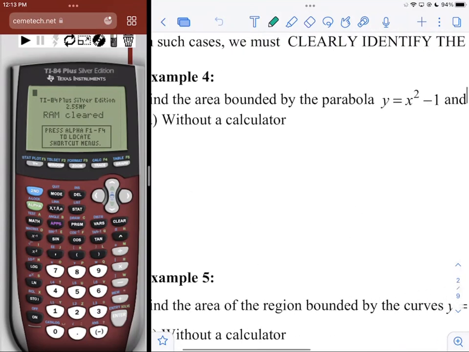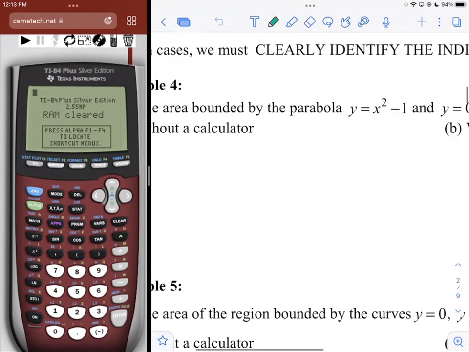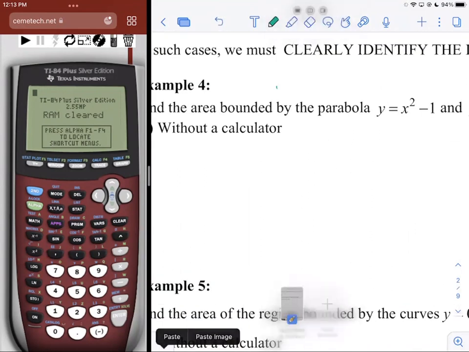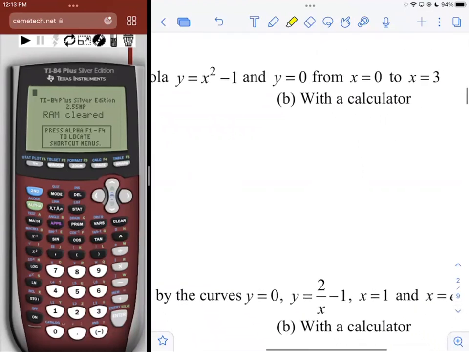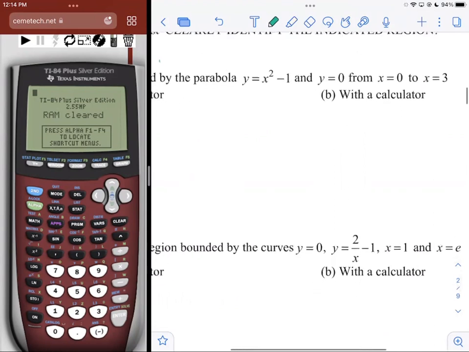All right. So the first step, once you realize that it's area, is to identify the region. Let's do it without a calculator. If it's without a calculator, then you're going to be given curves that you're expected to know what they look like, transformations of parent functions. So I'll do that right here, kind of in the central area here.